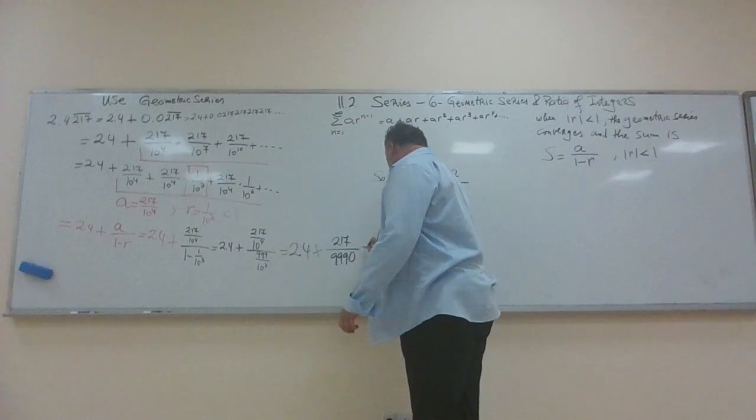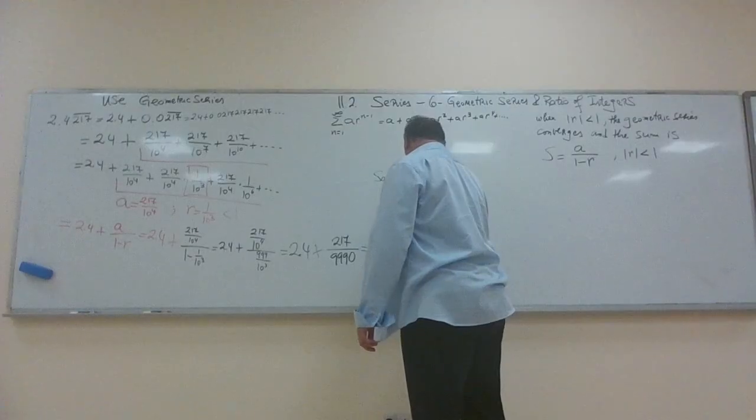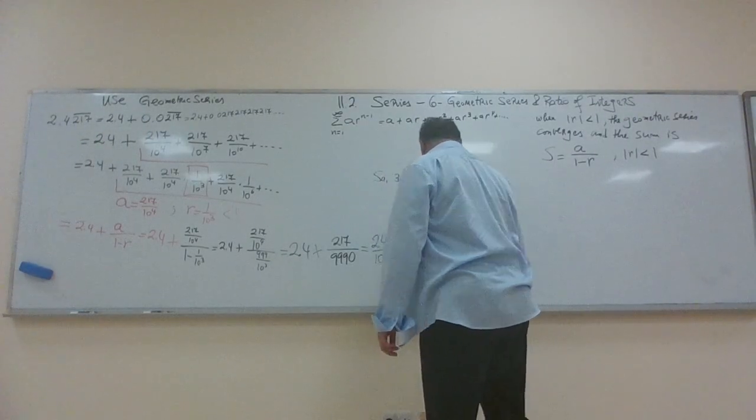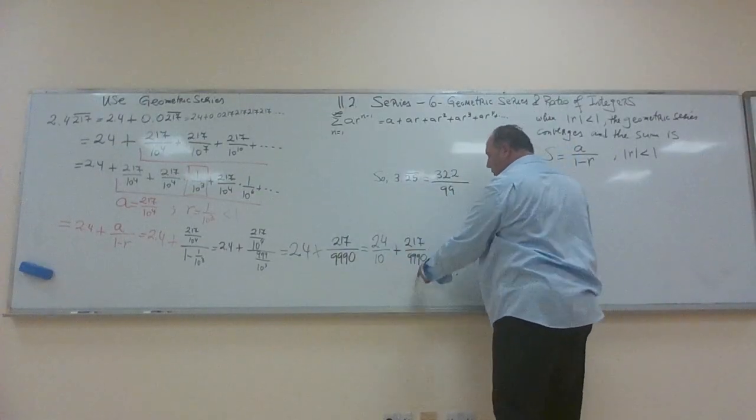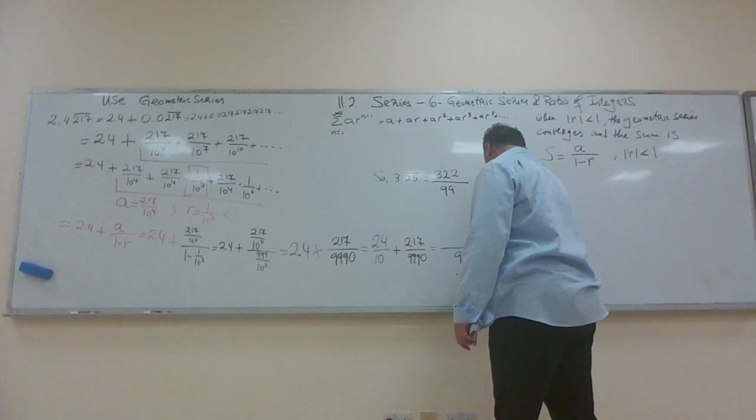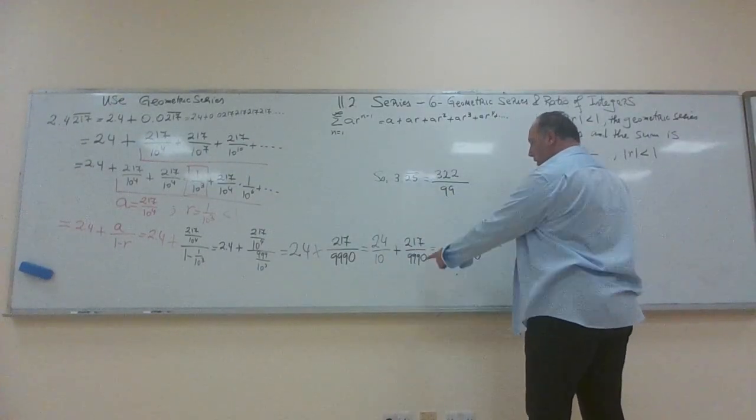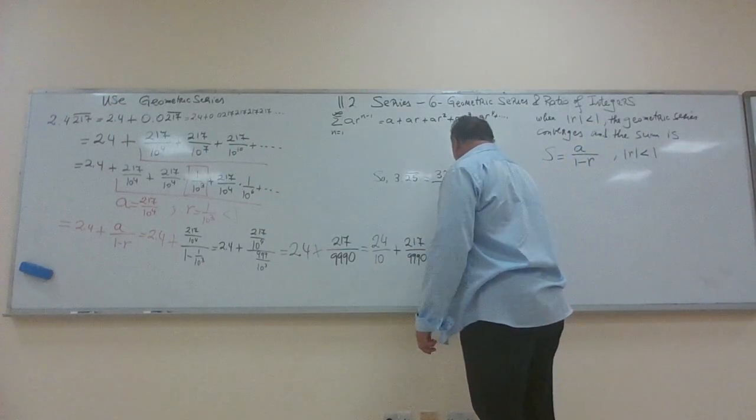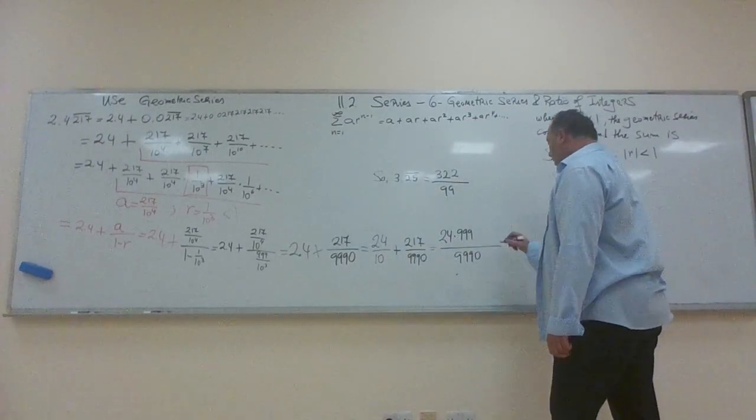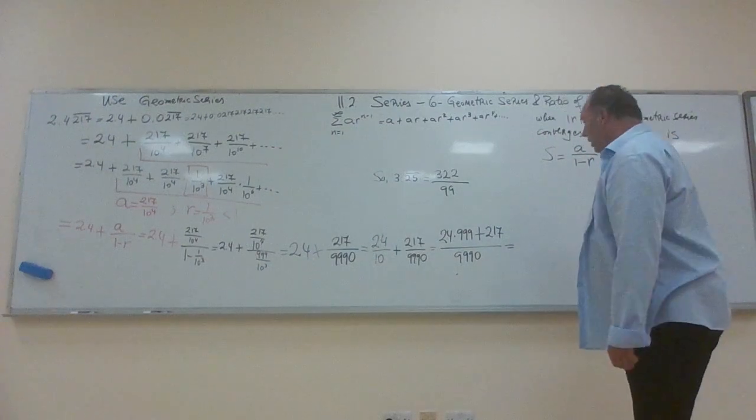So 2.4 is 24 divided by 10, just to write things without decimals. So now I need a common denominator for both. So that will be 9990. So how do we do it here? We need to multiply by 999. So 24 times 999 plus 217 equals. So we need to multiply this.